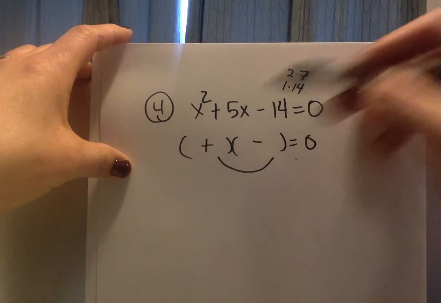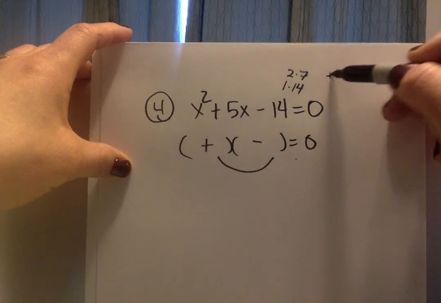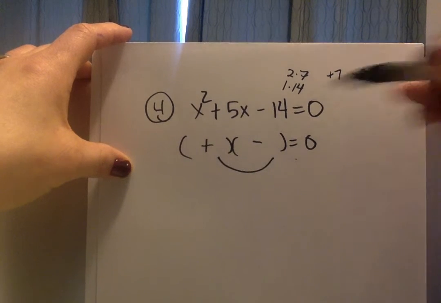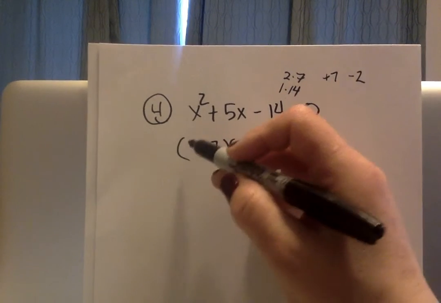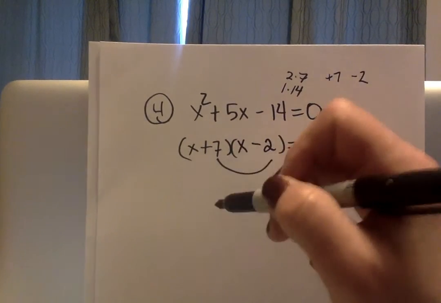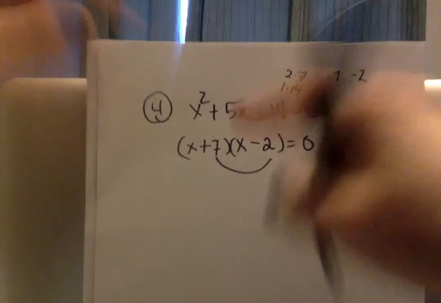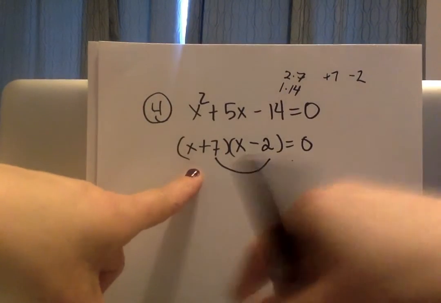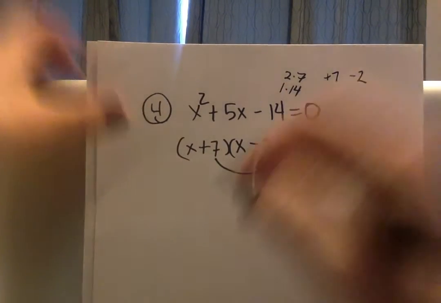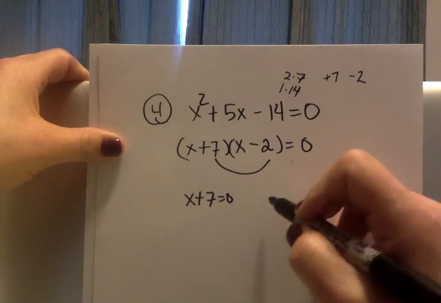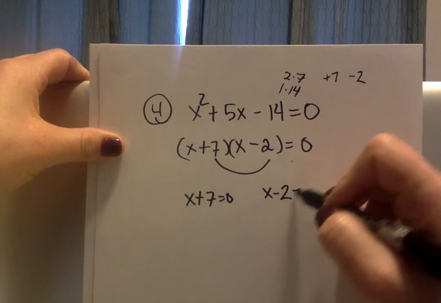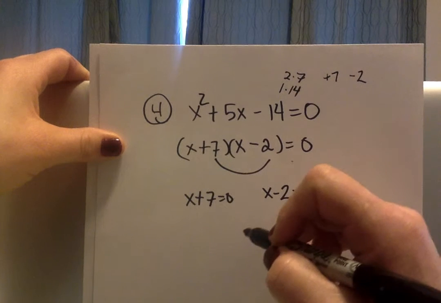So to get to positive 5, I want to do a positive 7 take away a 2. So minus 2 plus 7, the x's go in front. So that is your quadratic factored, which is fabulous. Now we need to do x plus 7 equals 0, x minus 2 equals 0.